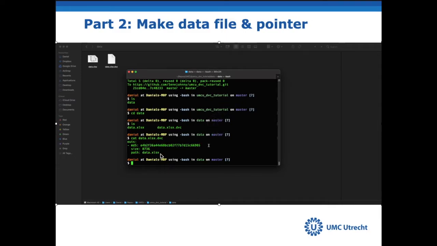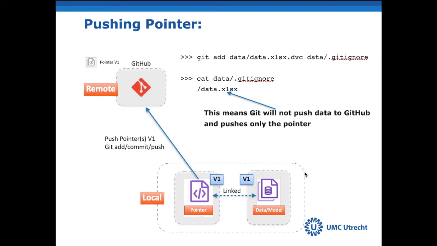So what you would see here is this. Basically now we have made a data file and we have assigned a pointer to that data file, and we have sent the pointer to the Git repository. So what would you see? This is your local machine. This is basically your pointer. The difference between your pointer and your data is just the extension of .dvc. So your data is called data.xlsx.